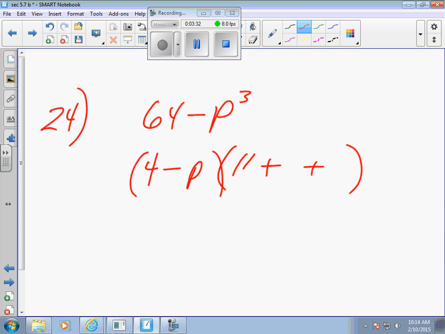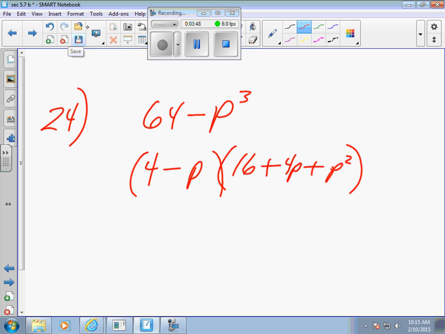To get the trinomial, we would square the first term. 4 times 4 is 16. We would multiply them together, giving me 4p. Notice that we're not using the minus sign when we multiply them together. And then squaring the last term gives me p squared.